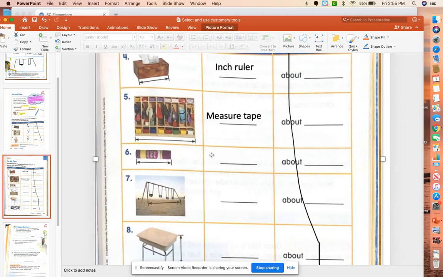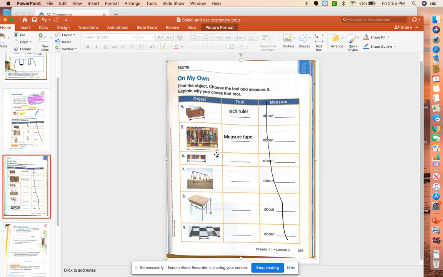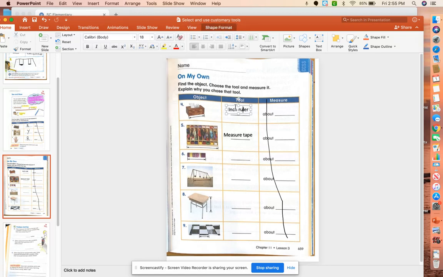I gotta zoom in there. Oh, it's a glue stick. All right, so what do you think? What would you use for a glue stick? If you said inch ruler, you are correct. So we're gonna put inch ruler on that line.